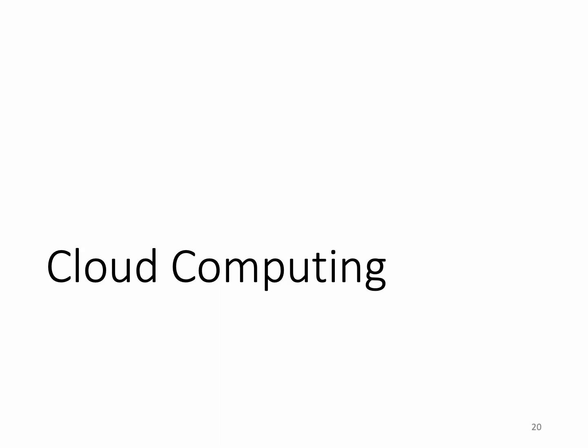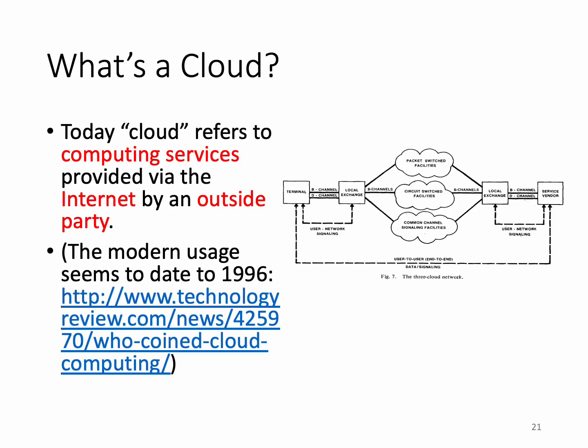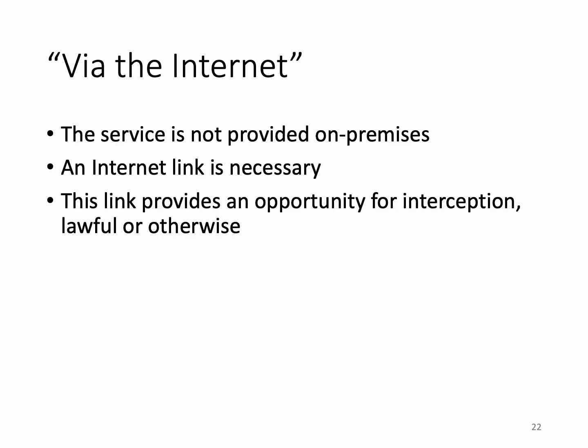Let's wrap this up with talking a little bit about cloud computing. What is the cloud? Someone else's computer. It's a traditional way to represent a network, but cloud really refers to computing services that are provided via the internet by some sort of outside party. So in other words, the service is not provided on premises. You need an internet link to be able to access your files that you might be saving on the cloud.